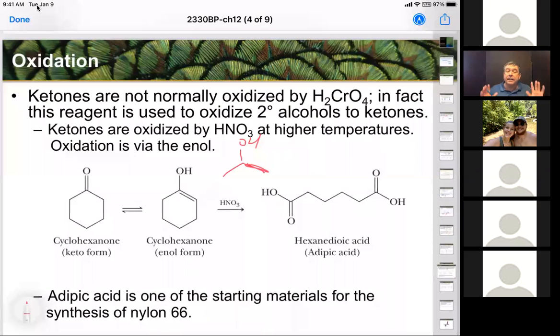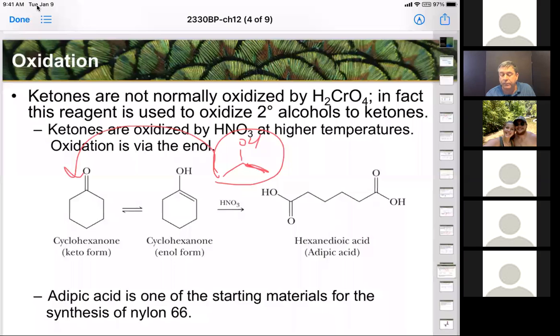Now, it's because that ketone is pretty stable. However, under certain conditions, we can take advantage of that keto-enol tautomerism and oxidize them even further, okay? So we can go from our secondary alcohol to our ketone here, but in the case of this particular reaction here, we're using nitric acid as an oxidizer at a very high temperature.